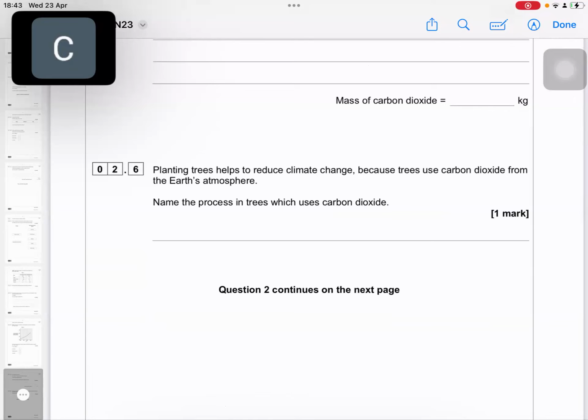It says name the process in trees which uses carbon dioxide. This one is a pretty simple one. What's the name of the process? Photosynthesis. Exactly. It's photosynthesis, where it takes up the carbon dioxide, combines it with water, and in the presence of chlorophyll forms glucose or carbohydrate. That's the food or starch for itself. All right, we move on.